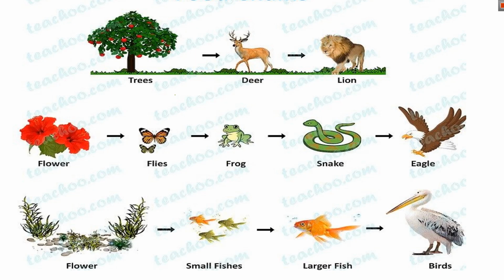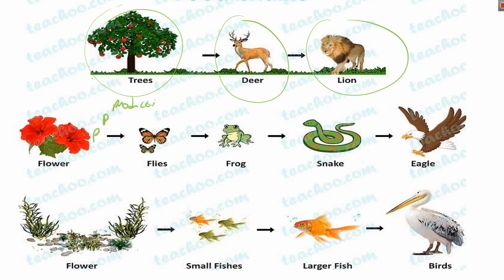Now let's look at this picture. This is a tree, this is a deer and this is a lion. This tree is the producer, because it uses sunlight and it's a plant. Now the deer will eat the tree, right? You can see the arrow pointing to the deer. The arrow is not pointing the other way. The other way is wrong, because the tree cannot eat the deer.